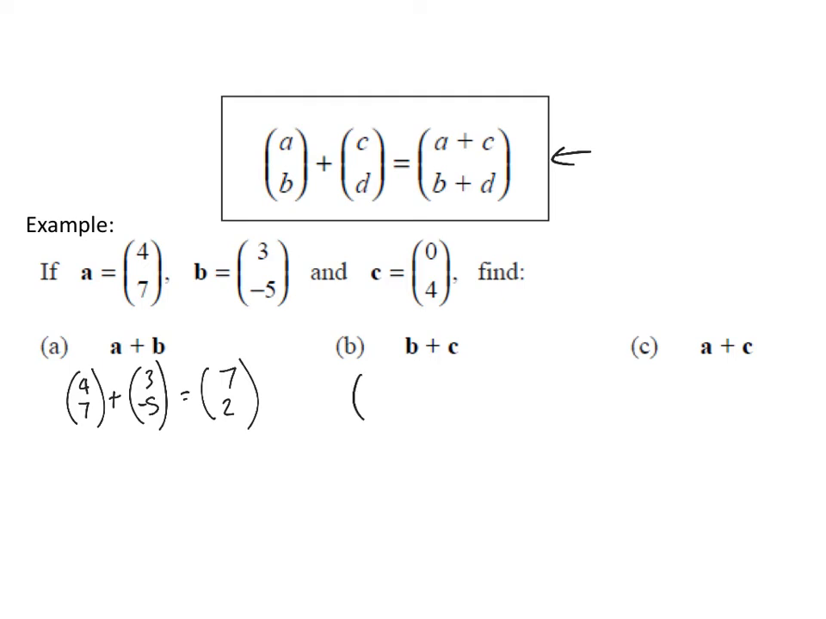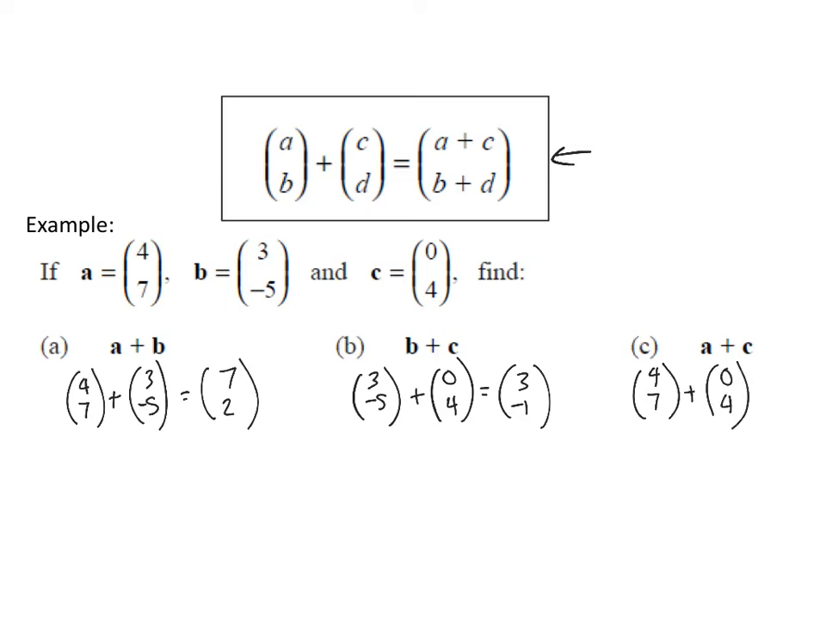On to the next one, so B is (3, -5), C is (0, 4). So first of all, we start off with the horizontal movement, so 3 add 0 is 3, -5 add 4 is -1. On to C. So A was (4, 7). C was (0, 4). So we can do 4 add 0 is 4. 7 add 4 is 11. And those are just the resultant vectors for each one.